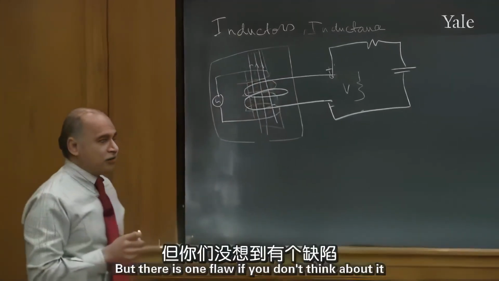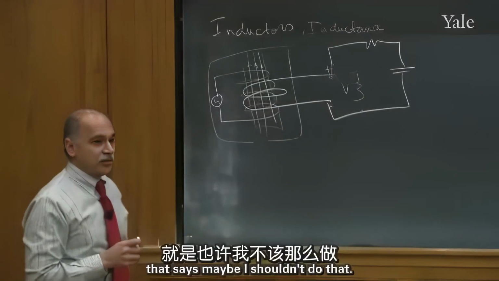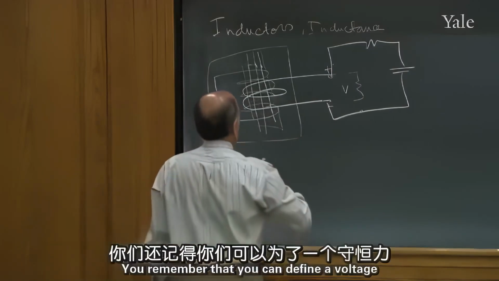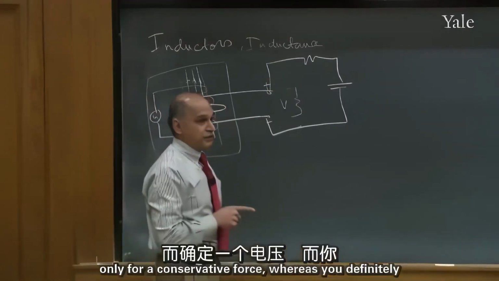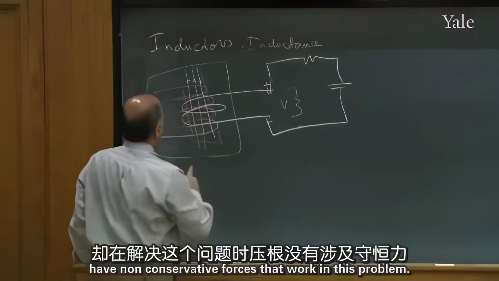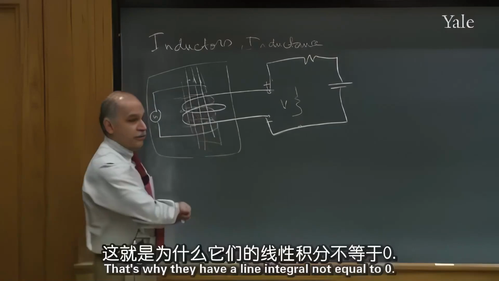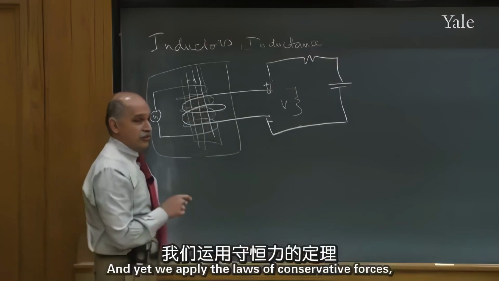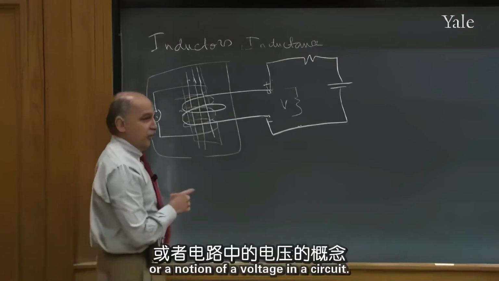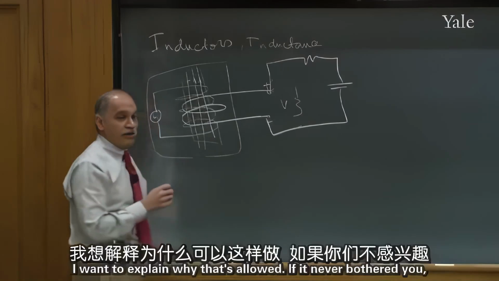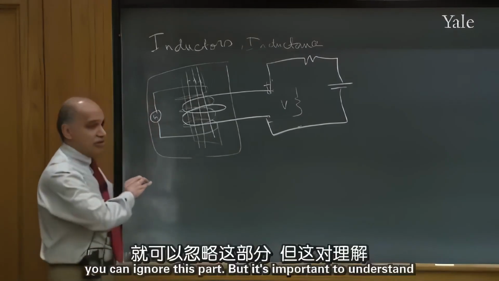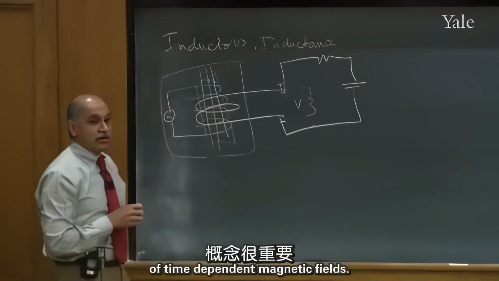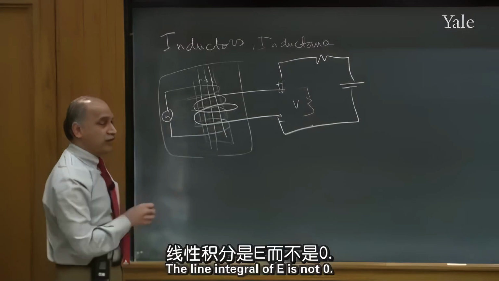But that is one flaw if you don't think about it, that says maybe I shouldn't do that. You remember that you can define a voltage only for a conservative force, whereas you definitely have non-conservative forces at work in this problem. That's why they have a line integral not equal to 0, and yet we apply the laws of conservative forces or a notion of a voltage in a circuit. I want to explain why that's allowed. If it never bothered you, you can ignore this part. But it's important to understand how we can have a notion of a voltage in the presence of time-dependent magnetic fields, because the line integral of E is not 0.